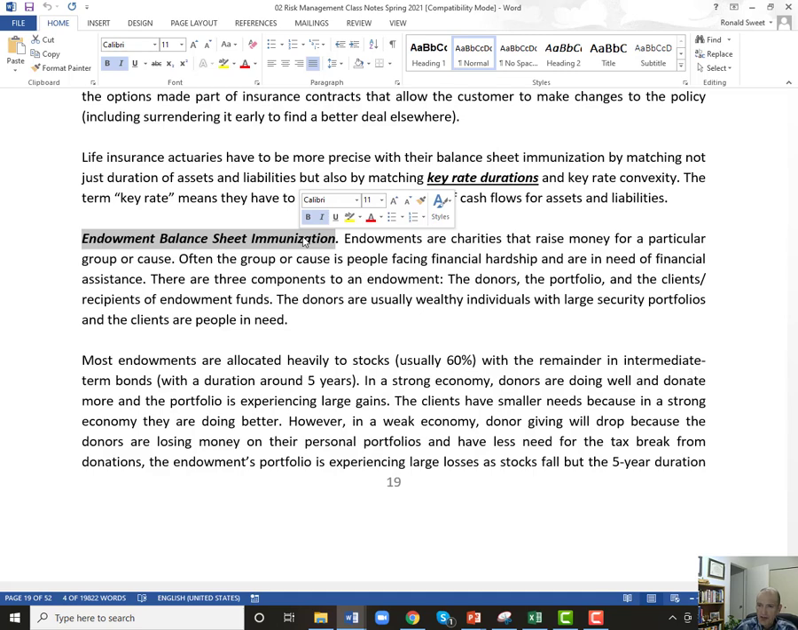But endowments usually have large portfolioed donors, very wealthy individuals. They have large security portfolios. They tend to invest a lot in stocks. Like pension plans, endowments are allocated very heavily to stocks, usually 60%. That's just the typical allocation. And the remainder is in intermediate term bonds, durations around 5 years. So what does that mean?